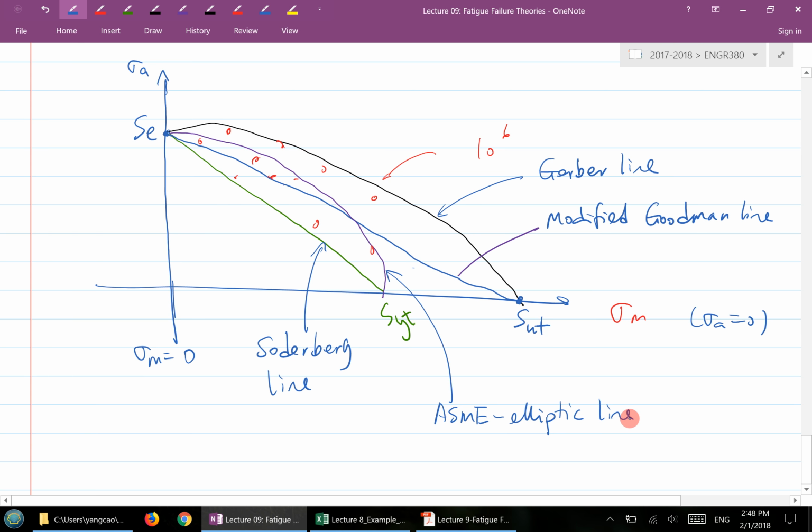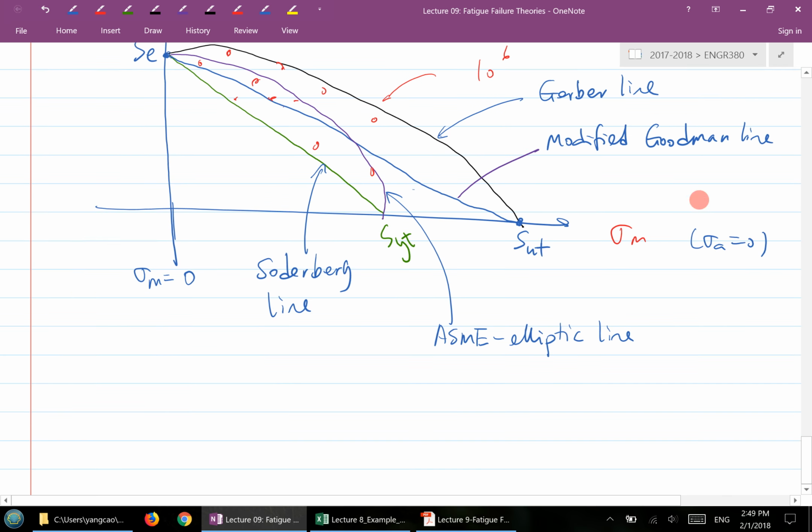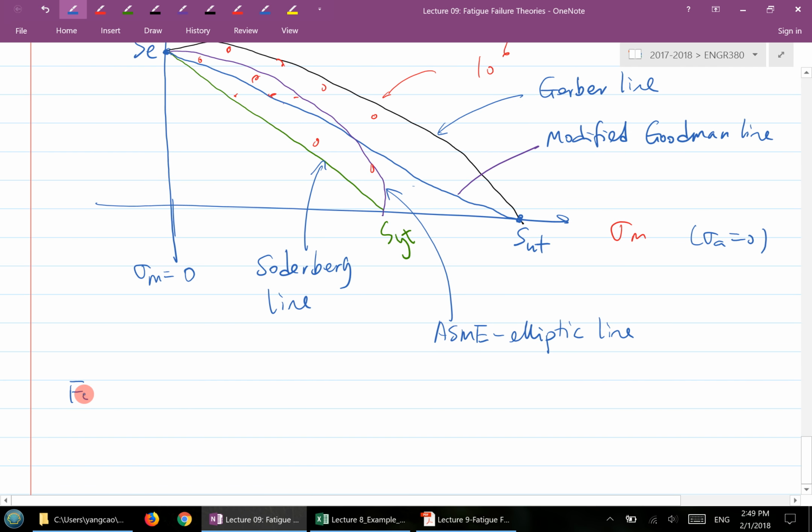Each one of the lines has an equation associated with it, and that's where the handout that I gave you comes in. The handout lists the equations for each one of the lines there. For example, the modified Goodman. Let's see.